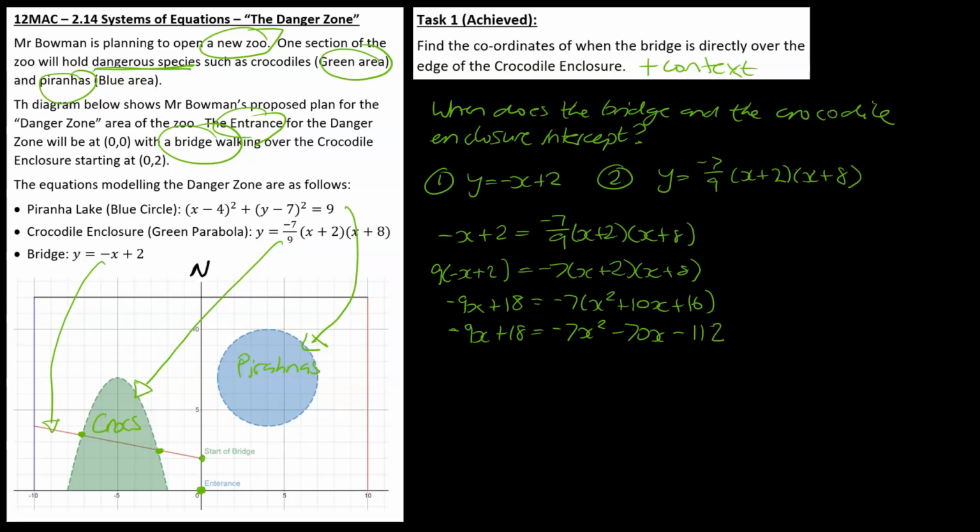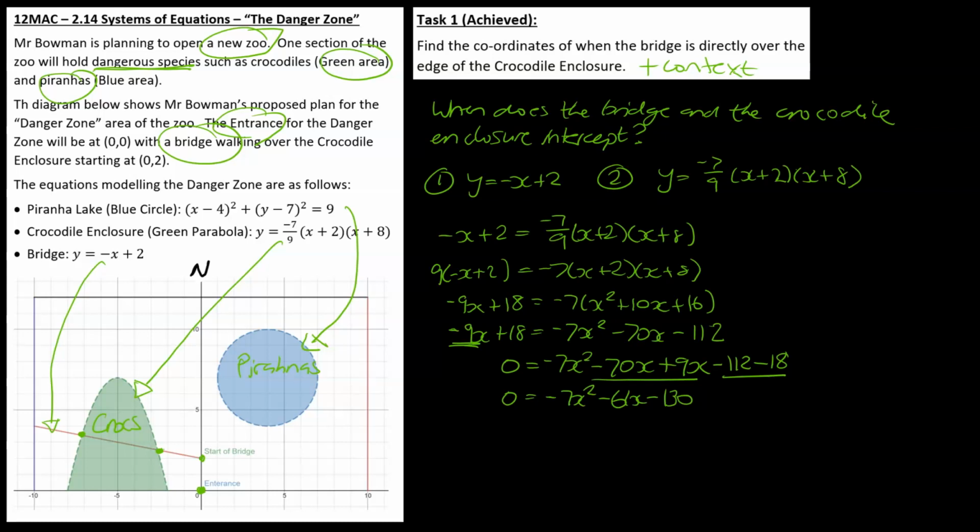From there, let's look to simplify. Let's move everything over to that side of the equation so we can form our quadratic equation. So that's going to be 0 is equal to negative 7x squared minus 70x plus that 9x from over here, minus 112 minus 18. We can then group together our terms. We'll group those and group those together. So that's going to be negative 7x squared minus 61x minus 130.